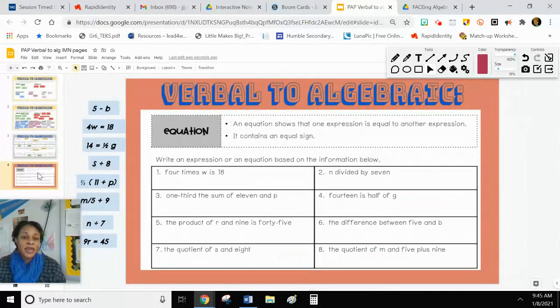Here on this last page, you are going to match all of these up, write an expression or equation based on the information below. So here I want you to pause and practice and come back and check.